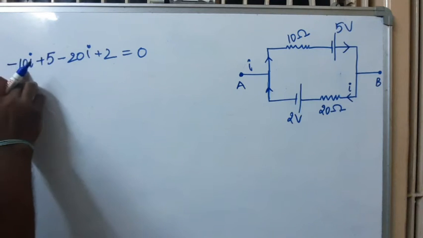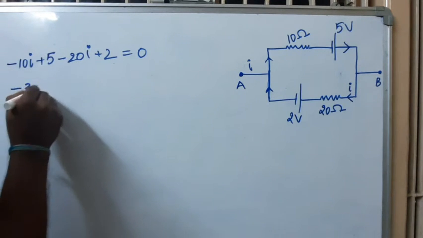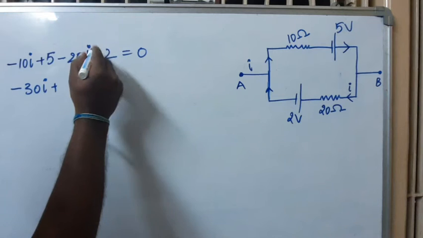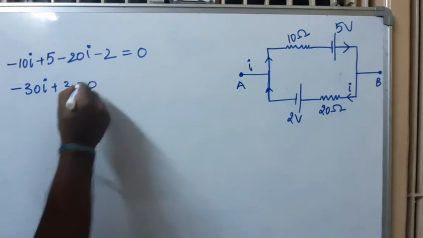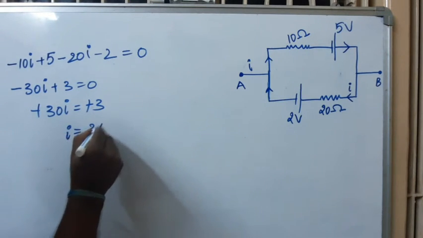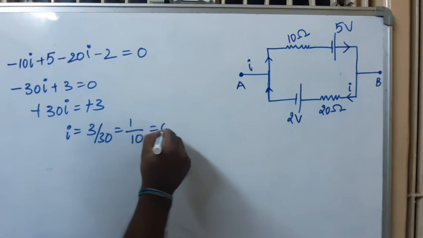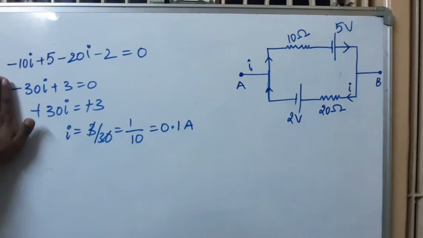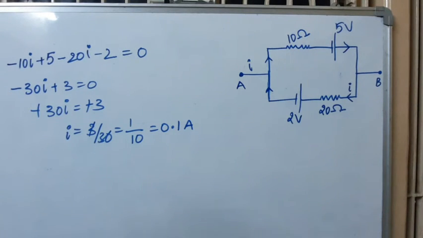Now minus 10I and minus 20I will become minus 30I, and plus 5 minus 2, that will be 3. So minus 30I plus 3 is equal to 0, giving 30I is equal to 3. Then I is equal to 3 by 30, that is 1 by 10, that is equal to 0.1 ampere. So this is the easiest sum, the starting problem, such that we will go stepwise in the level of the sum. This is the easiest level, the next sum will be a little bit harder, and the third sum will be the hardest level. Okay, so note down this one, we will go through the next problem.